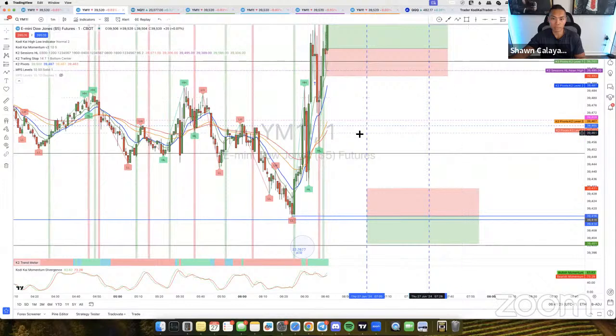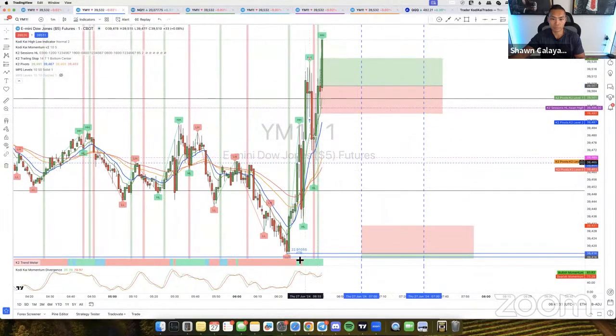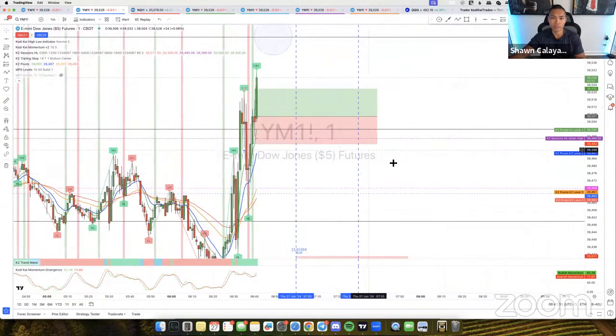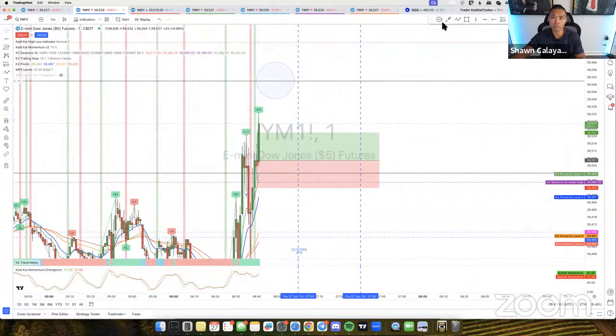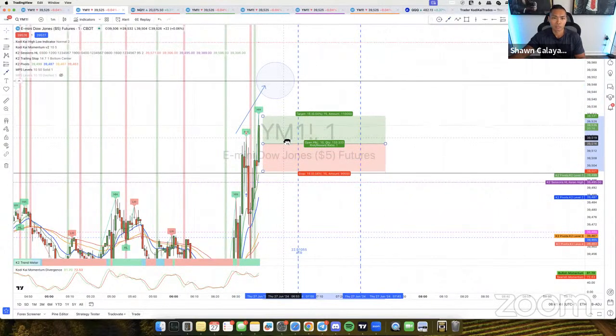Looking at my bias for the day, again, of course, price is above the pivots, trend meter is green, pivots are angling up, divergence is bullish. We have bullish momentum here, so everything is telling us to take buys. Target price point is going to be the level right here, the 550 mark. But again, I'm going to be looking for some quality entries here. I'm not just going to take every single entry I see.